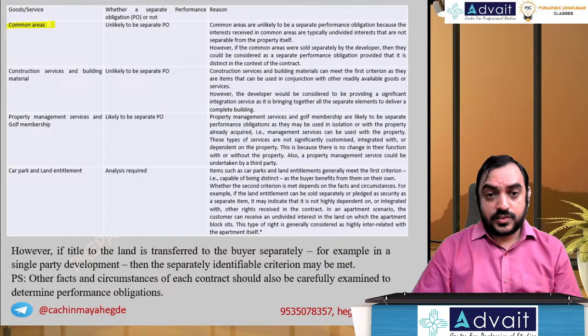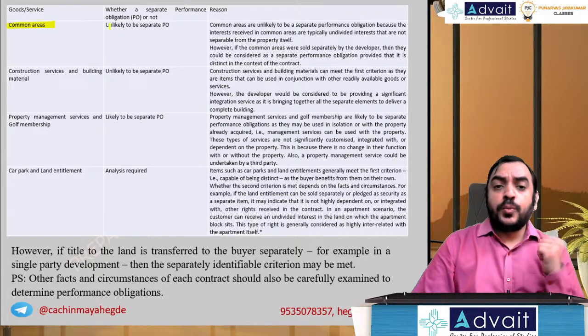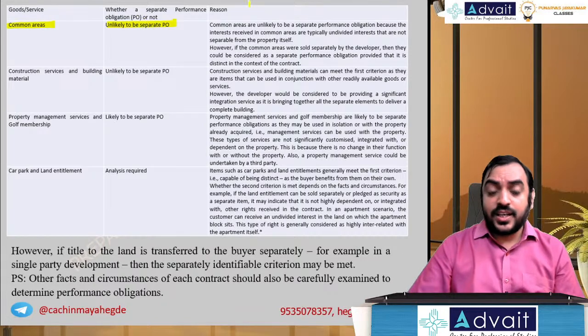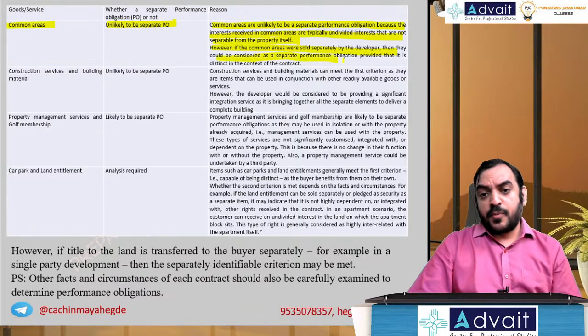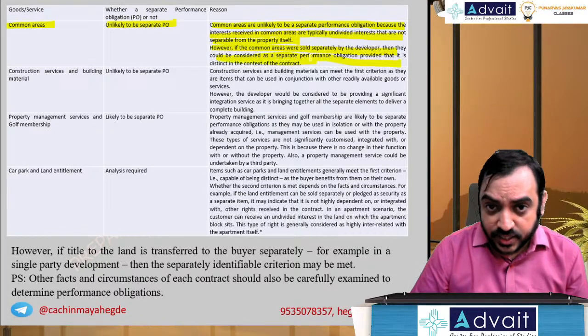Common areas. Common area is unlikely to be a separate performance obligation. Why? Let's read. Common areas are unlikely to be a separate performance obligation because the interest received in common areas is typically an undivided interest or not separable from the property itself. However, if the common areas were sold separately by the developer, then they would be considered a separate performance obligation provided that it is distinct in the context of the contract.